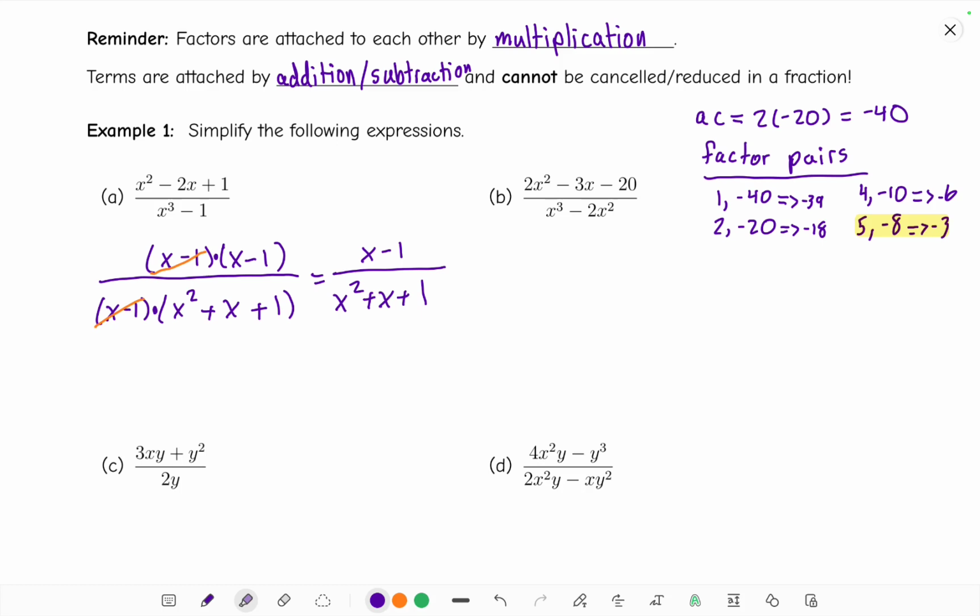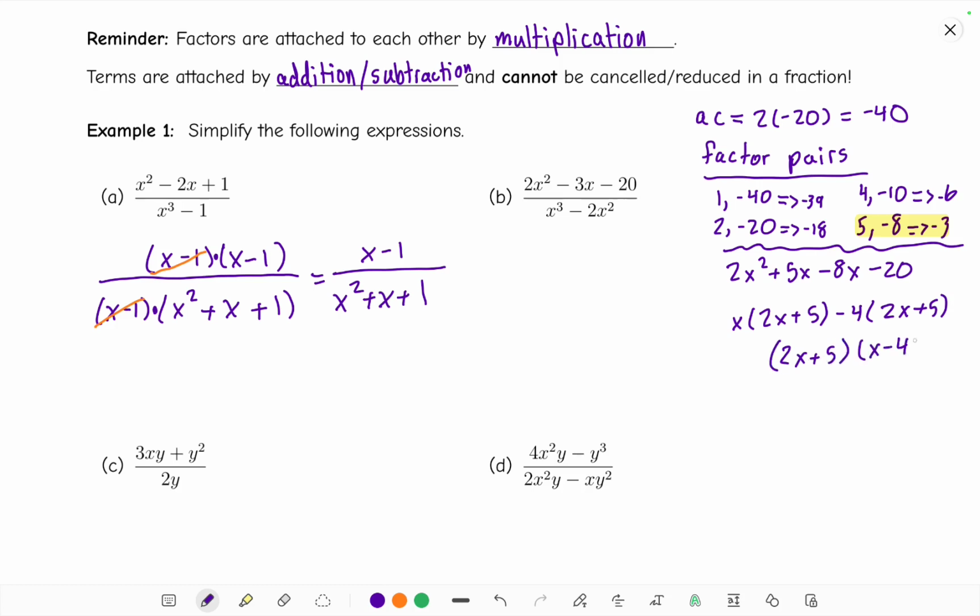So 2x squared minus 3x minus 20 becomes 2x squared plus 5x minus 8x minus 20. Then, grouping it, I can take an x out of the first two terms, get 2x plus 5. And we can take a negative 4 out of the second two terms to also get 2x plus 5. And then we get 2x plus 5 times x minus 4. So that's what the top factors into.